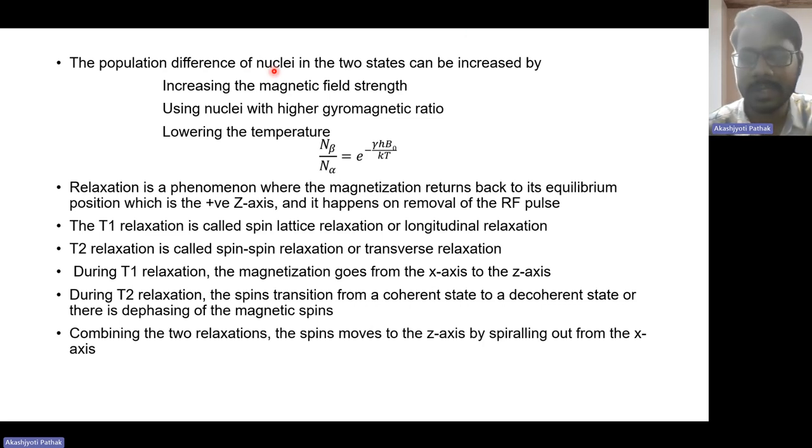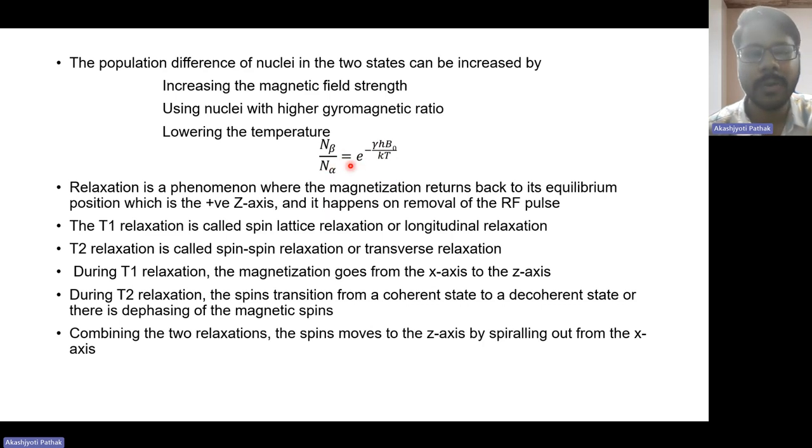It is given by the Boltzmann's law. So I hope you remember this formula. So gamma h B naught, this is delta E, the energy difference between the alpha state and the beta state, divided by the Boltzmann constant into the absolute temperature. So n beta is the number of nuclei in the beta state, and n alpha is the number of nuclei in the alpha state. So the ratio of the number of nuclei in the beta state and the alpha state is given by this equation, which is known as the Boltzmann's equation. So it is e to the power minus gamma h B naught by kT.